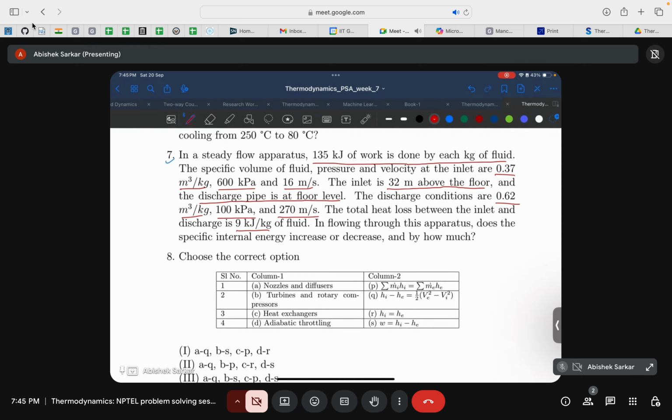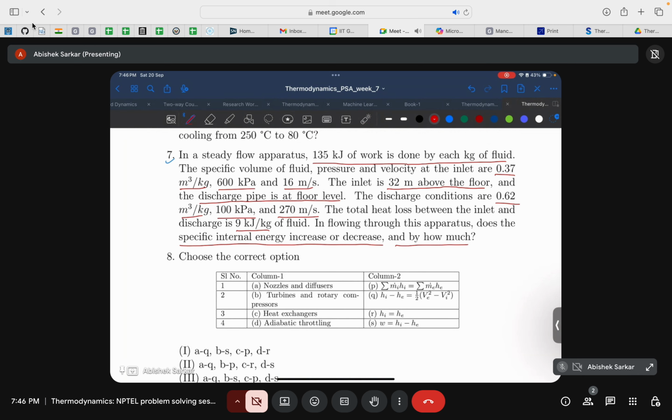In flowing through the apparatus, does the specific internal energy of the system increase or decrease? I need to find out, and by how much? Again, it's a very simple question, just a simple application of the steady flow energy equation. Ideal practice would be to start with the entire steady flow energy equation, and since all the terms are already there, there's nothing that you can cancel out. So the thing that you need to find is the change in the internal energy, U1 minus U2.